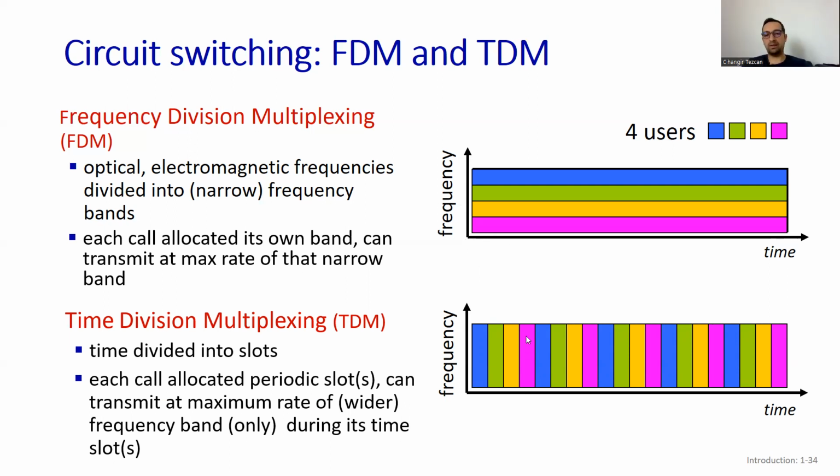Of course, you can divide it into more slots, so you can allow more users. But if you allow a lot of users, then the time between your first allocated slot and the next one increases. So this will cause some problems. So this is why you cannot allow infinitely many users to use time division multiplexing.